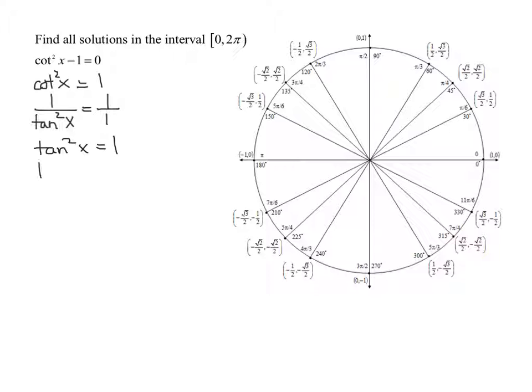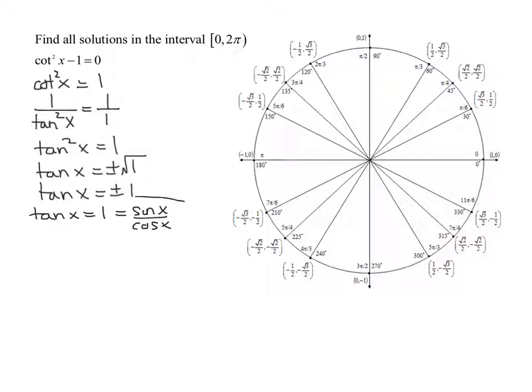So taking the square roots of both sides, I know the tangent of x is plus or minus the square root of 1. So the tangent of x equals plus or minus 1. Looking at the first solution, we have the tangent of x equals 1. But remember, the tangent of x is the sine of x over the cosine of x. So what does it mean if the sine of x over the cosine of x equals 1? That means that the sine of x has to equal the cosine of x.